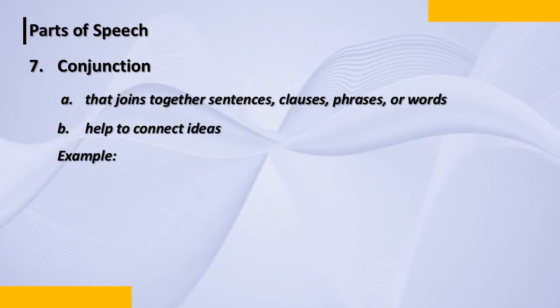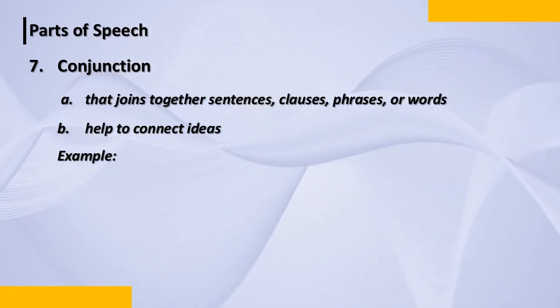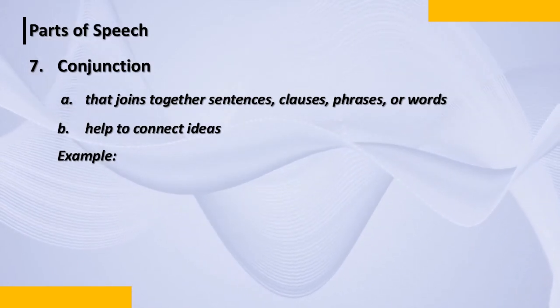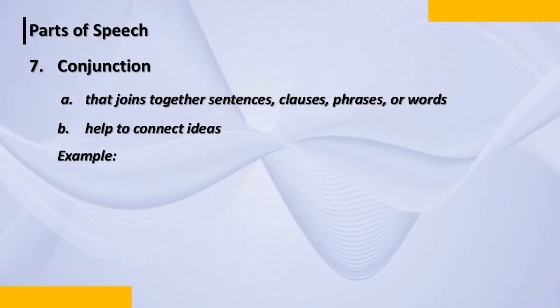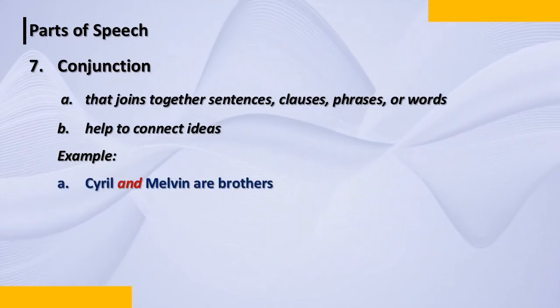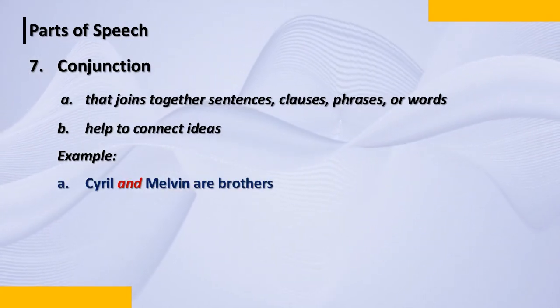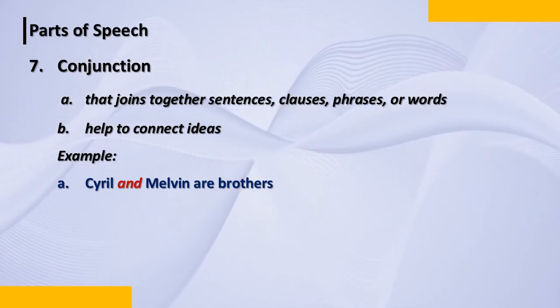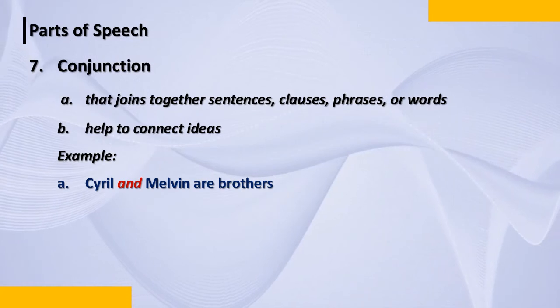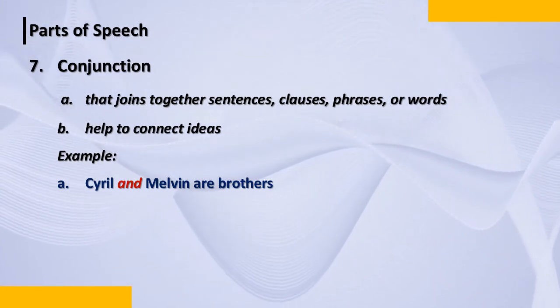What is this? It joins together sentences, a clause, it joins phrases, or it can also join words. It also helps to connect ideas. Let's see the example. Cyril and Melvin are brothers. Cyril and Melvin, I'm talking about two boys here, and I'm describing what they are. Cyril and Melvin are brothers.